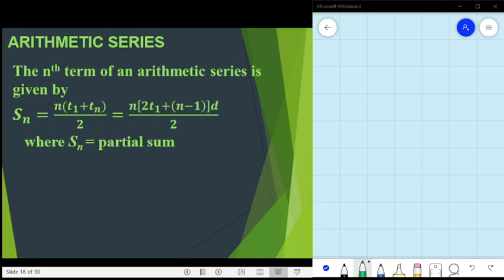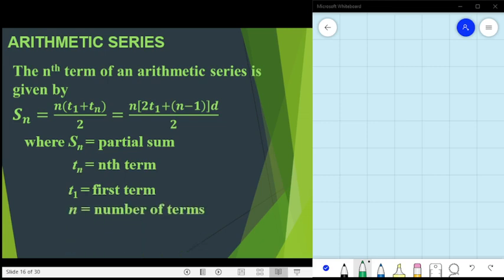So, where the S sub n represents the partial sum, T sub n is the nth term, T sub 1 is the first term, and n is the number of terms. And the last one, d, is the common difference.